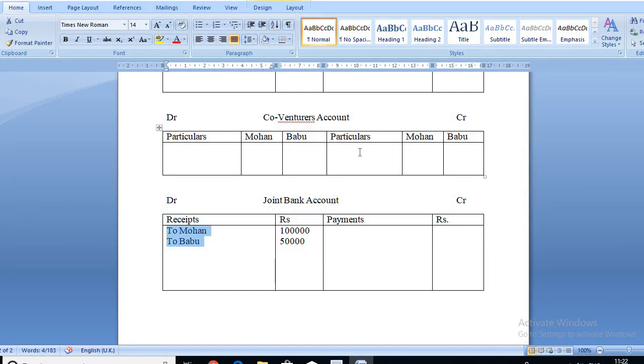So come to Mohan and Babu account on the credit side. Here, by joint bank account, because Mohan and Babu debited the joint bank account. That's why on the Mohan and Babu credit side we have to write by joint bank. How much? Mohan 1 lakh and Babu 50,000. So the first transaction is over.